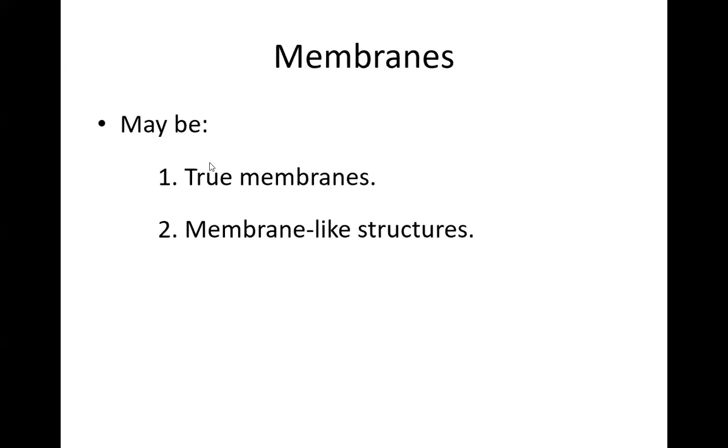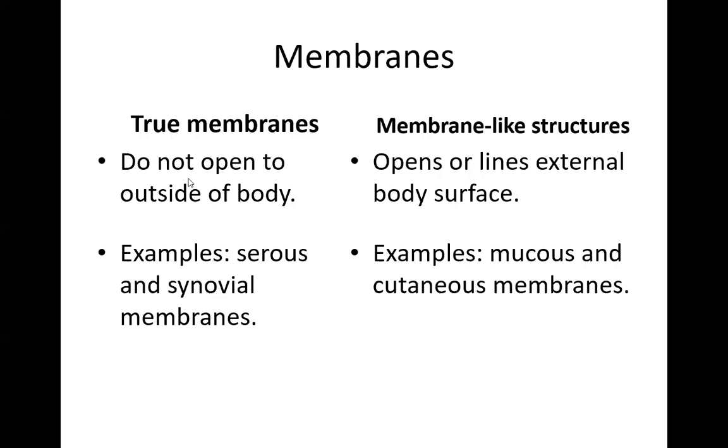So the membranes may be true membranes or membrane-like structures. True membranes do not open to the outside of the body. Examples would be serous and synovial membranes. These are on the inside, like the synovial fluid in your joints and the serous fluids lining your trachea, lining your stomach. And there are membrane-like structures that open onto or line an external body surface, and examples are mucous and cutaneous membranes. True membranes are the serous and the synovial membranes.